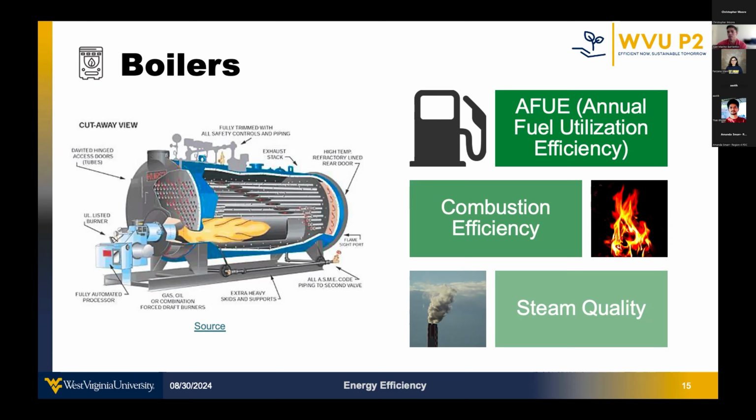Another key metric is combustion efficiency, which measures how well the boiler burns the fuel. High combustion efficiency indicates that the boiler is effectively converting the fuel into energy with very minimal losses. And then steam quality refers to the proportion of steam in the output of the boiler. High quality steam is essential for efficient heat transfer in many processes, and poor steam quality, on the other hand, can lead to inefficiencies and equipment issues.